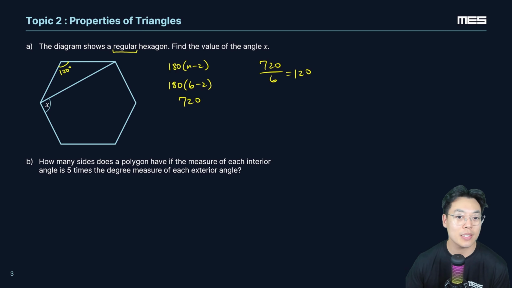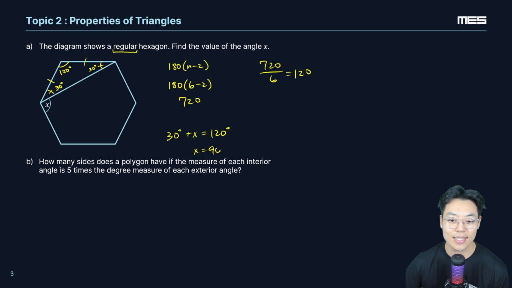Now we were told that this is a regular hexagon, so these 2 sides are congruent, meaning the base angles must also be congruent. So if this is 120, we know the interior angles of a triangle add up to 180. So this will be 30 degrees, and this will be 30 degrees, leaving us with 30 plus x is equal to 120. Therefore, x is a right angle. This is a right angle. Nice.